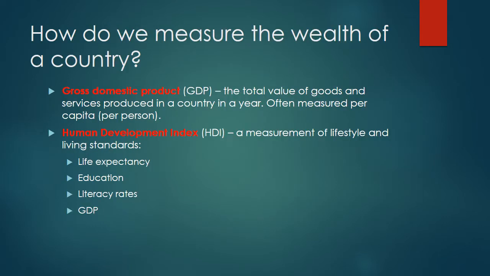So there's two ways that we measure the wealth of a country. First is GDP, which we've had a look at, which is gross domestic product. So that's how much money per person the country is making. But a better way of looking at it is looking at the Human Development Index, which is the HDI, and it actually looks at lifestyle and living standards, and this is where health comes into it. It actually takes into account life expectancy, education, the literacy rates of people, and includes the GDP as well.